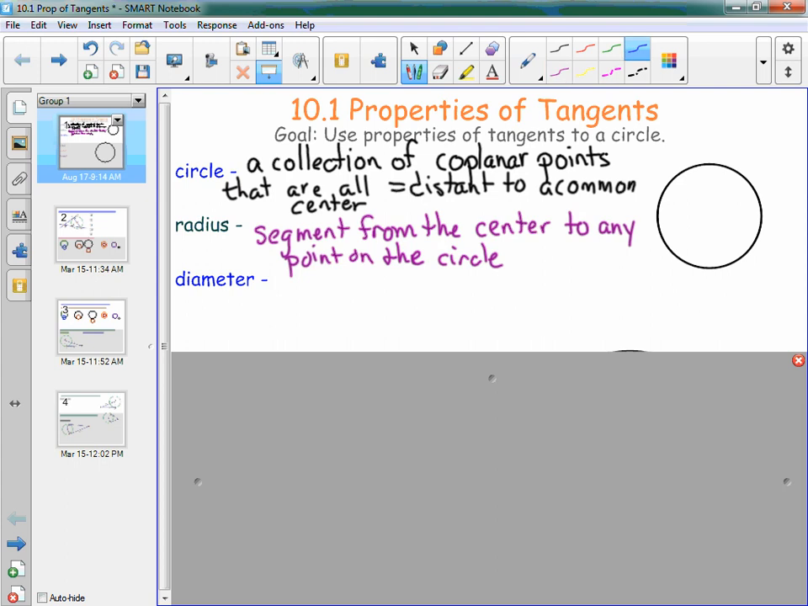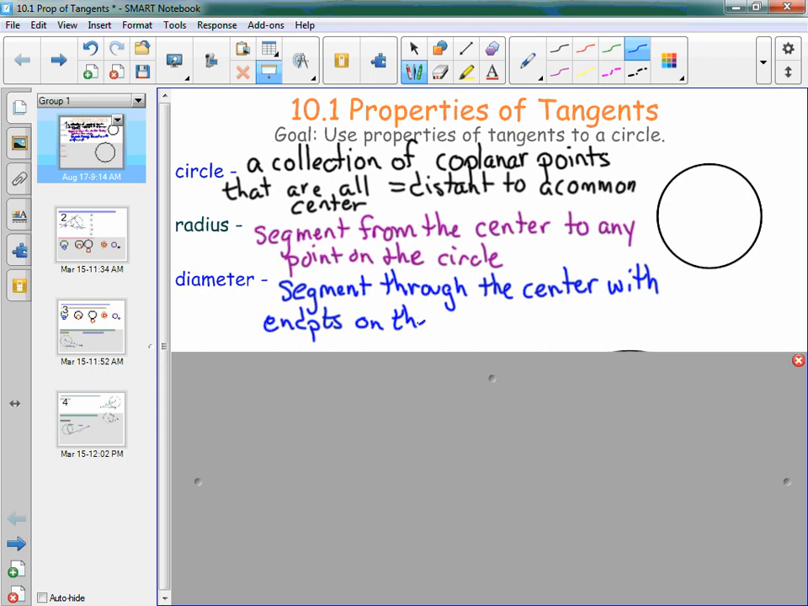And lastly, a diameter. It is the segment through the center with endpoints on the circle. And note the diameter equals 2 times the radius.